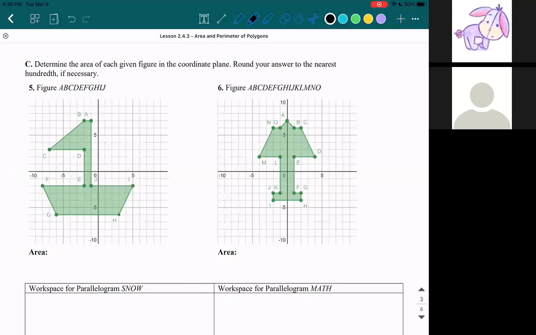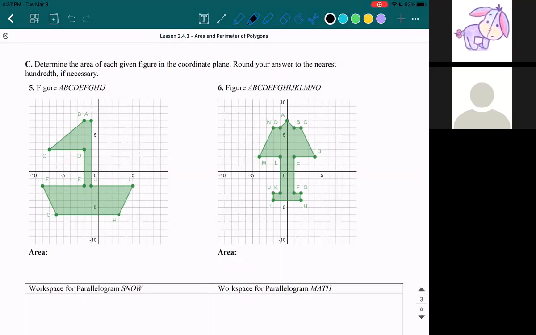All right, last but not least, we are finding the area. So part C says, determine the area of each given figure in the coordinate plane. Round your answer to the nearest hundredth if necessary. So we're going to find the area of this figure.